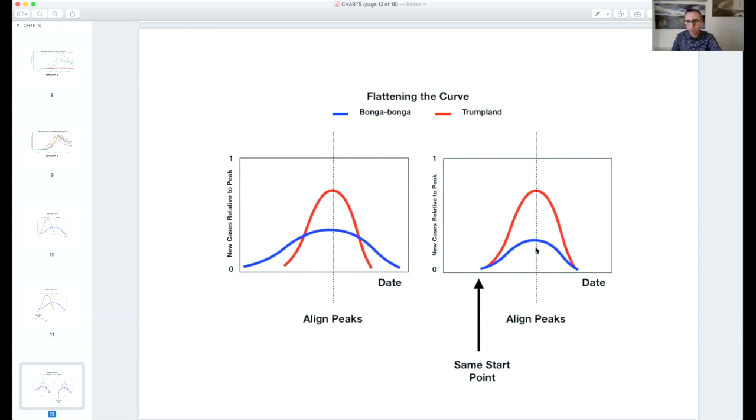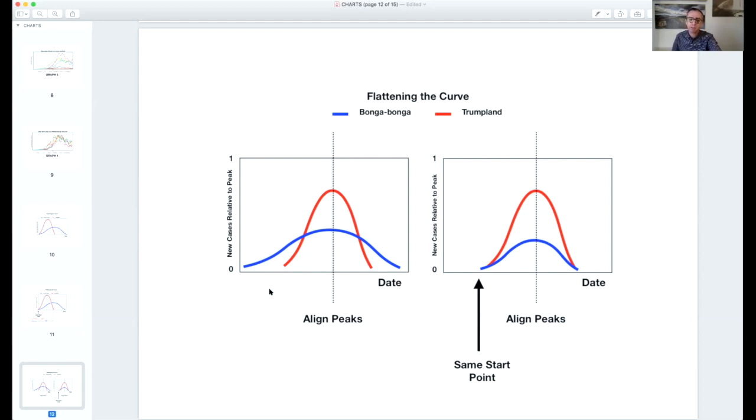If I align the 2 curves by their peaks, as I've done here, and we actually look at the graph and see that both their pandemics started at about the same time, then Bonga Bonga land didn't flatten the curve, because there wasn't a longer period of time between the start of their curve and the peak. It's just the peak wasn't as big. So that's what I'm doing with the data.